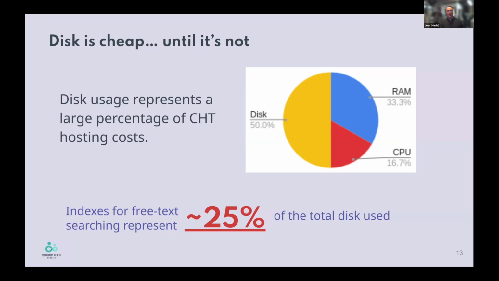And in particular, we're not surprised to find that the indexes around free text searching really took up a large percentage of the total disk being used. These are the indexes: if you're on the people tab or the reports tab and you're trying to find a contact or a report and you're typing into the search box at the top, it's filtering those using these free text search indexes. It takes a lot of space in Couch to do free text searching like this.